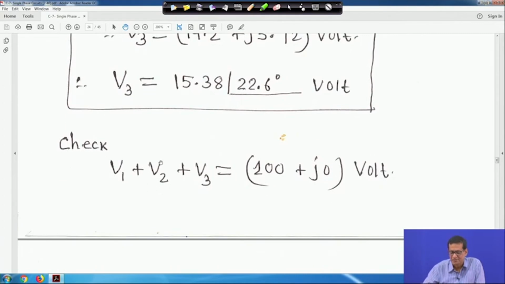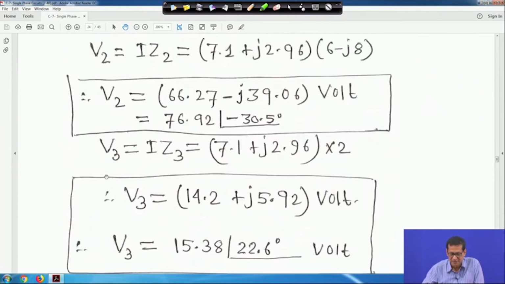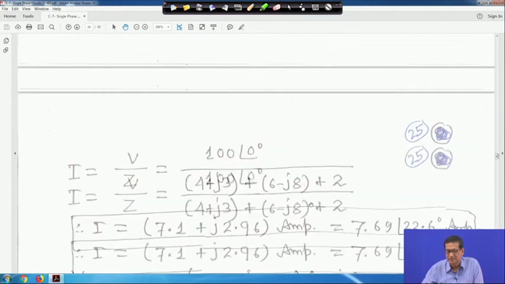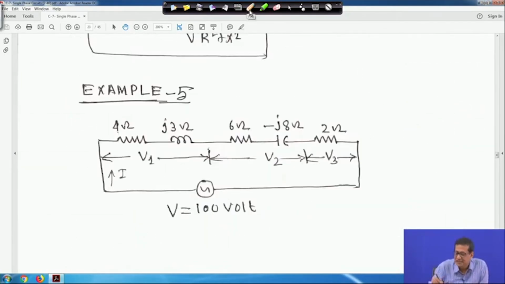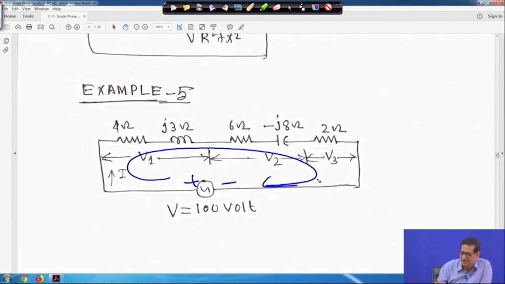For checking, if you add V1, V2, V3, it will become 100 plus j0 volt. If you look into the circuit, I have intentionally not marked the polarity in many places, just to show you in this lecture class. So, it is moving like this, right. Everywhere you can move like this and mark the polarity plus minus. Suppose this is one part, this is your capacitive part and this is plus. You can make it plus minus, plus minus, and apply your KVL.